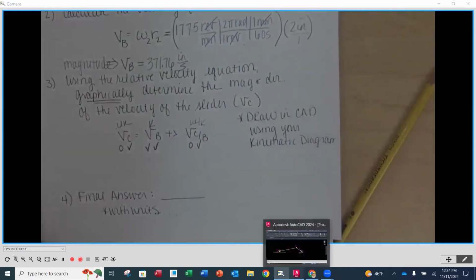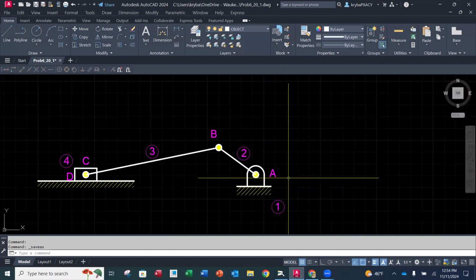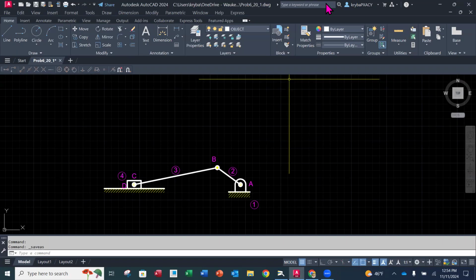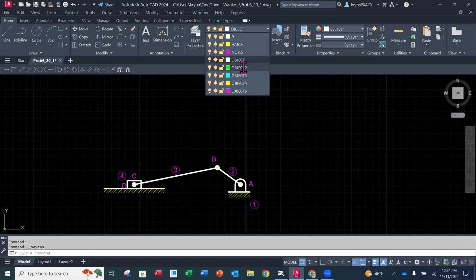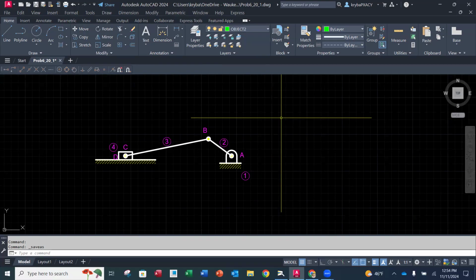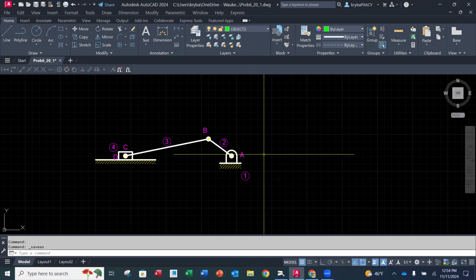So I'm going to go back to AutoCAD. Now, what I want to do is put in place my vectors at each one of the points that we see here on our diagram. And we're going to either put in known or unknown or however it works. So first of all, I am going to change my object to a different color. I'm going to do object 2, and I'm going to draw in the velocity of point B. Now, right now, the scale that I'm using is, for instance, the length of link number 2 is 2 inches.